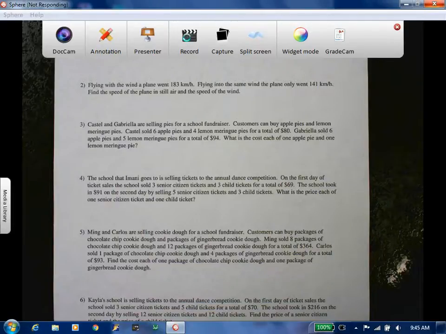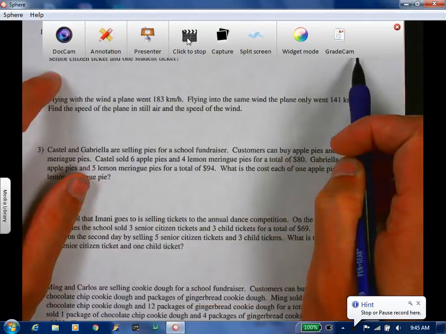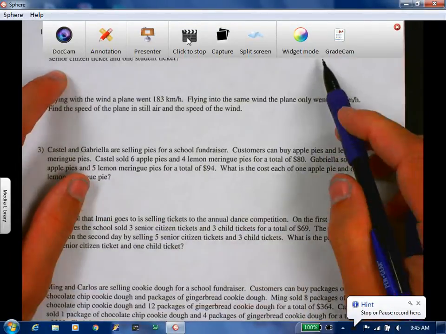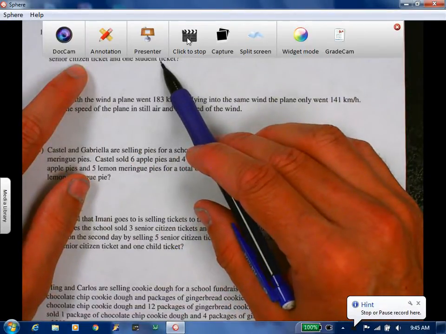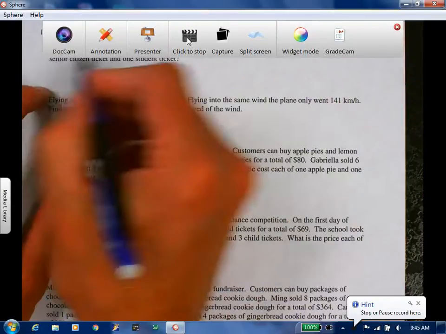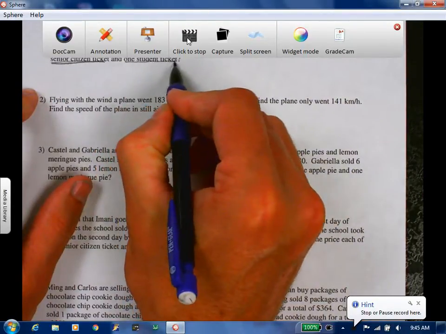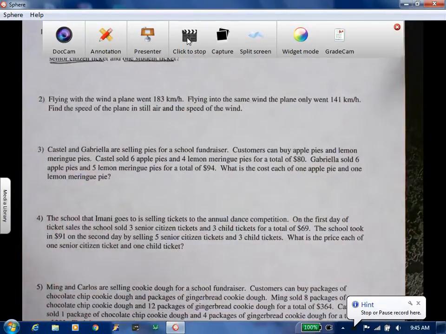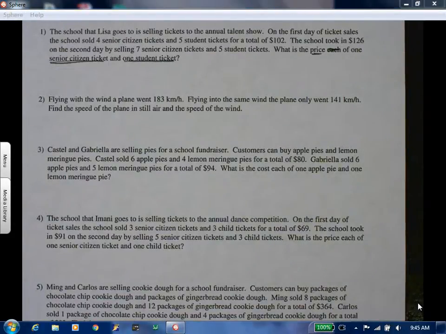What is the price of each one? They worded that badly. What is the price of one senior citizen ticket and one student ticket? So guess what our two unknowns are. Price of a senior citizen ticket and the price of a student ticket. If you look at the end of the question, that's usually where they're asking what they want you to find out. That's their unknown.